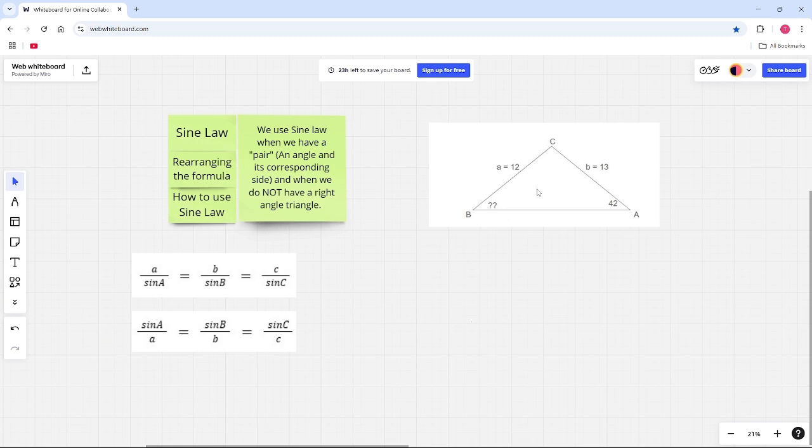Today we'll be covering sine law and how to apply it to a question. So we use sine law when we have a pair, an angle and its corresponding side, and when we do not have a right angle triangle.